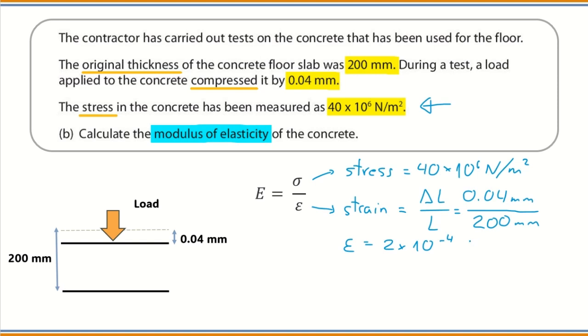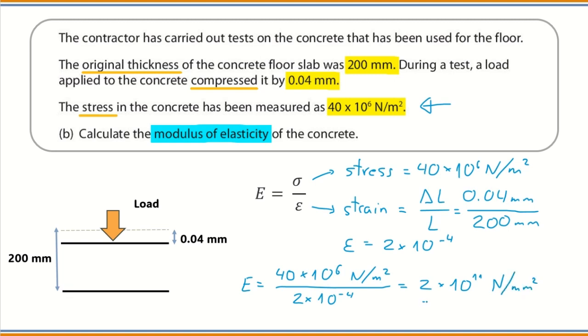Strain has no units. So the modulus of elasticity equals the stress, which is 40 times 10 to the power of 6 newtons per meter squared, over the strain, which is 2 times 10 to the power of -4. And this equals 2 times 10 to the power of 11 newtons per millimeter squared. And this is the answer.